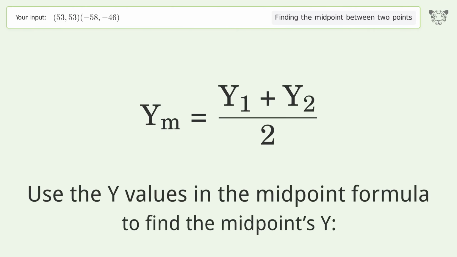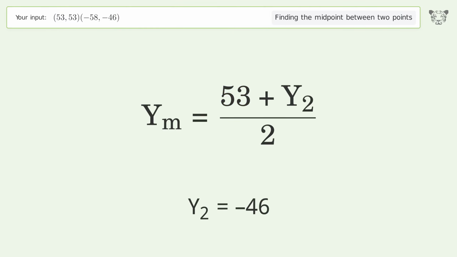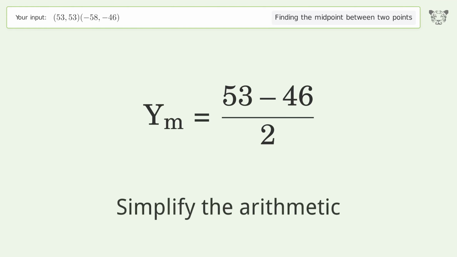Use the y values in the midpoint formula to find the midpoint's y. y1 equals 53. y2 equals -46. Simplify the arithmetic.